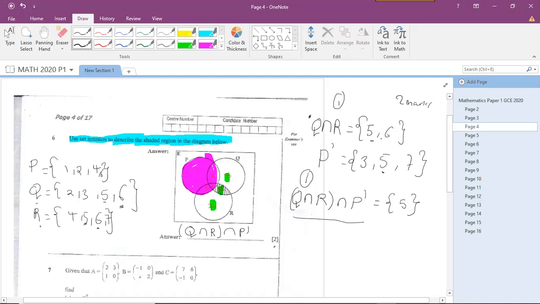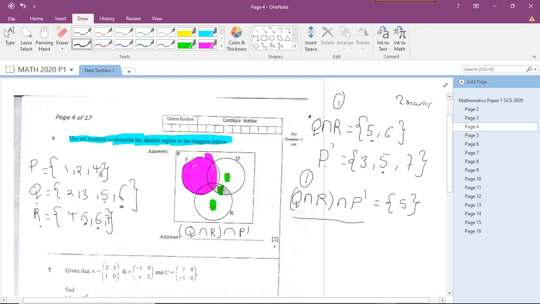Then you tell the examiner, I want to get rid of this 6 so that 5 should remain alone. How should I do that? I'm going to intersect it with set P, but not set P, P complement, because we can single out this 5 there. So what is P complement? We get set P: 1, 2, 4, 6. Then P complement will be everything outside set P, which is 3, 5, 7.